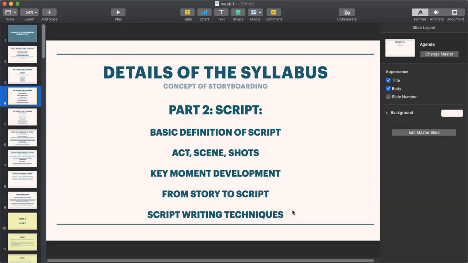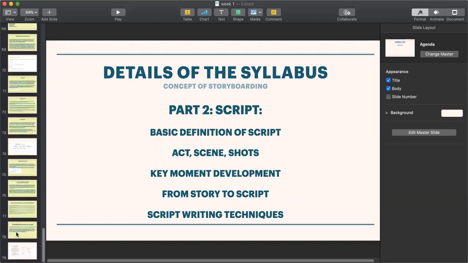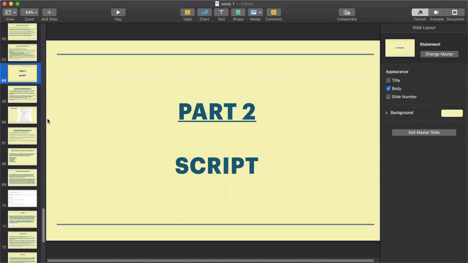Now, today we will be learning about the second part, part two, which is script. We will be learning about the basic definition of script, what we actually mean by script. We will learn about the act, scene, shots, key moment development, from story to script development, and different script writing techniques. So what do we actually mean by script? We need to understand that first, okay?